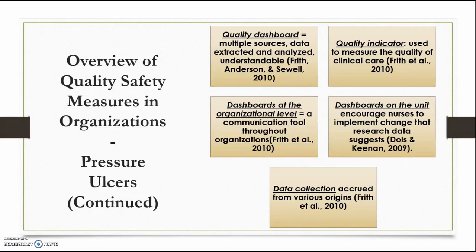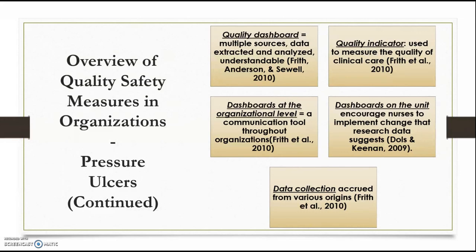This is Baylor Luck, and I'm going to be talking about the overview of quality safety measures in organizations, pressure ulcers. A quality dashboard has multiple sources, data extracted and analyzed, and is understandable. From Frith, Anderson, and Sewell. A nursing services dashboard can provide information to guide staffing decisions for positive outcomes. Frith et al. Properly designed dashboards should contain data from multiple sources using standard definitions, have the capability to mine data and extract them for statistical analysis, and be presented to users in understandable ways for decision-making.